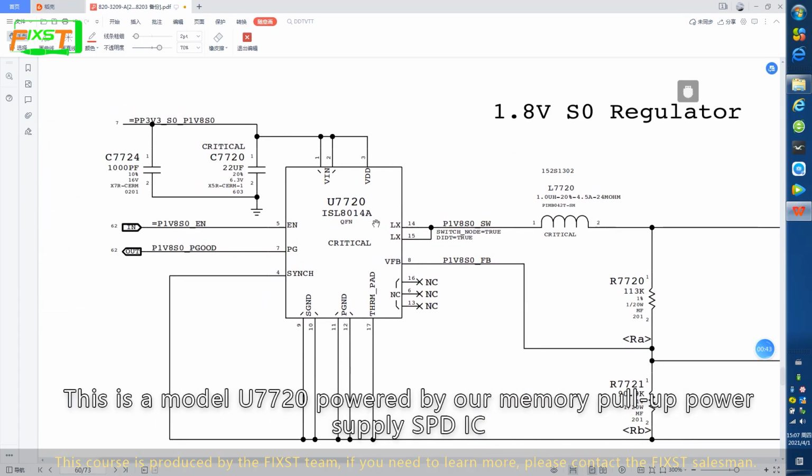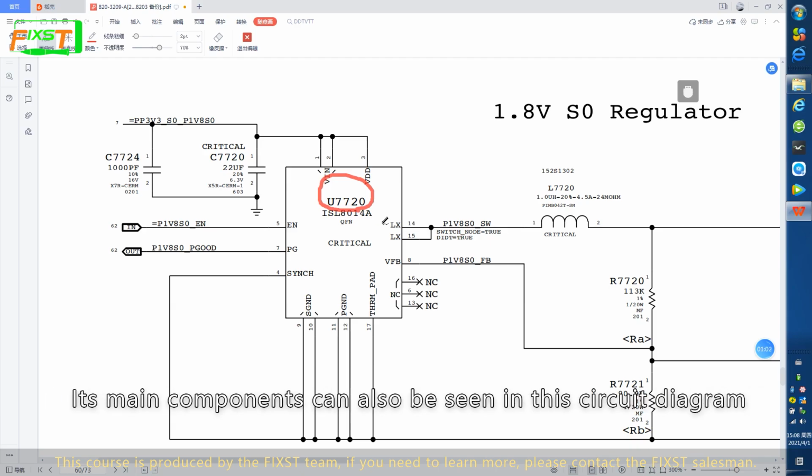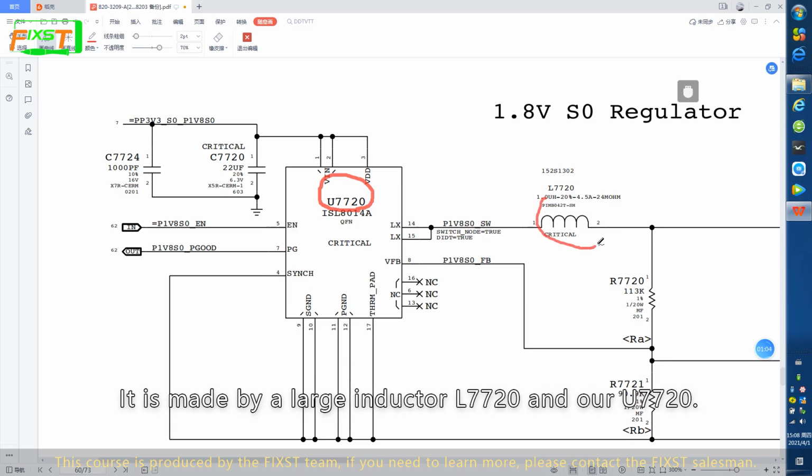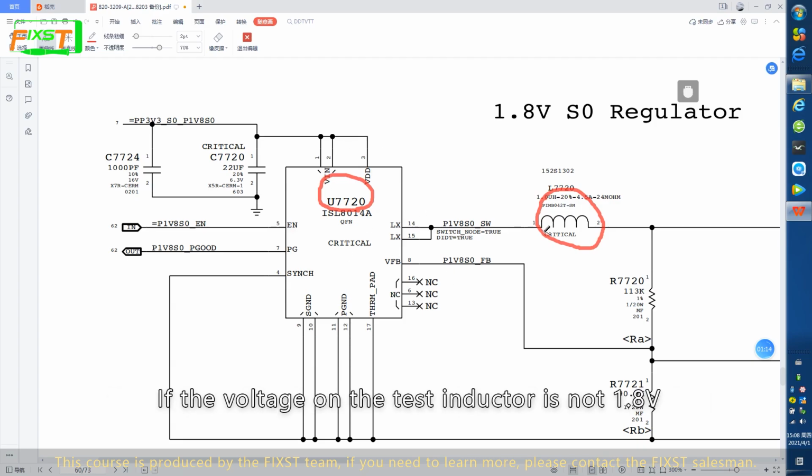This is a model U7720 powered by our memory pull-up power supply SPD IC. In fact, upper and lower tubes are integrated inside the IC. Its main components can also be seen in the circuit diagram. It is made of our large inductor L7720 and our U7720. To analyze this circuit, we only need to analyze that. If the voltage on the test inductor is not 1.8 volt, that means this circuit has been damaged.